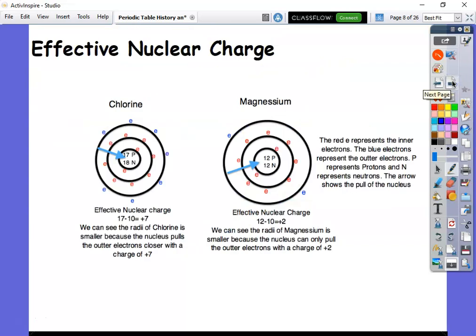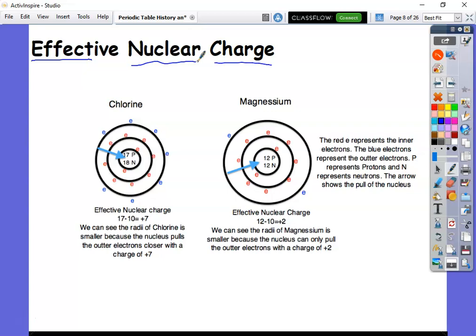One other thing that I want to mention to you is a concept called effective nuclear charge. Effective nuclear charge is basically a way of understanding the effect of the charge of the nucleus. All right, so it's all there in the name. And it goes hand in hand with what I just mentioned in the previous slide.